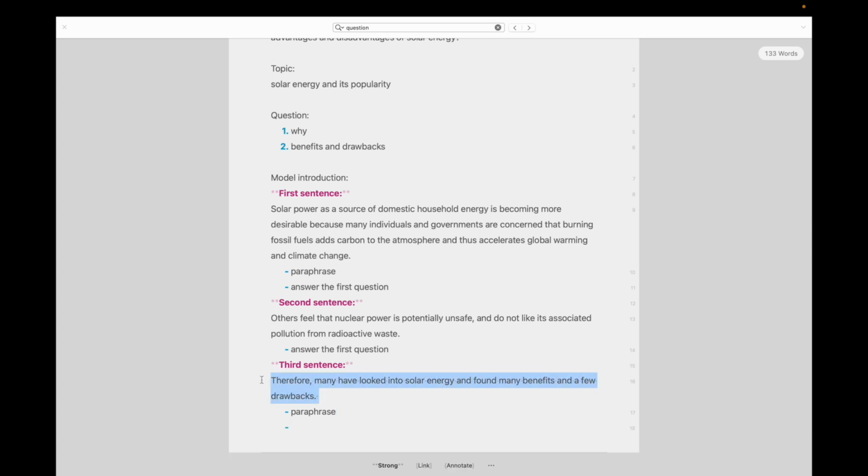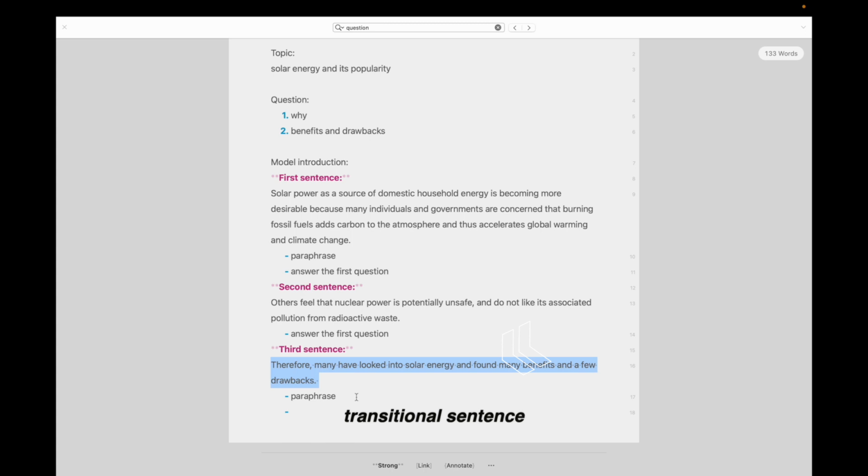The next thing the British Council really likes is that it tells the reader what's going to come next. By reading this sentence, we know that many have looked into solar energy and found many benefits and few drawbacks. It's pretty reasonable to expect the next paragraph to begin with something like, the most prominent benefit of solar energy is that. So it foreshadows what readers are going to read next in the essay.